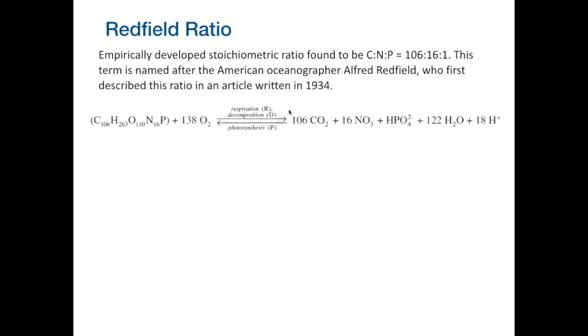And so here, briefly, we have 106 carbon atoms from CO2, 16 nitrogen atoms from nitrate, and 1 phosphorus atom from phosphate. And that creates an organic compound here and releases oxygen when you're doing the photosynthesis, which is traveling right to left. The respiration, which releases the nutrients, goes from left to right. So you take organic matter, oxygen, you release CO2 and a bunch of nutrients.